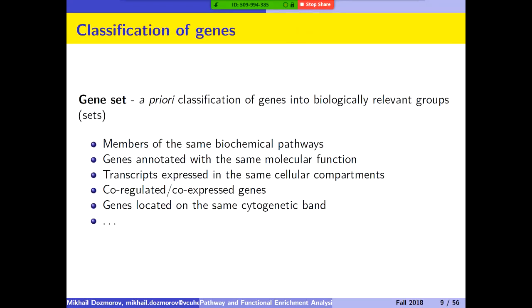To do enrichment analysis, we need to define those gene sets that may be of interest to us. And those gene sets are an a priori classification of genes into biologically relevant groups or sets. And those sets may be members of the same biochemical pathway, genes annotated with the same molecular function, or transcripts expressed in the same cellular compartment. Your gene set may be defined as co-regulated or co-expressed genes, or, for example, genes located on the same cytogenetic band. So a gene set is a set of genes that share a particular function.